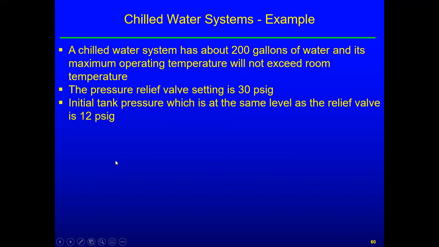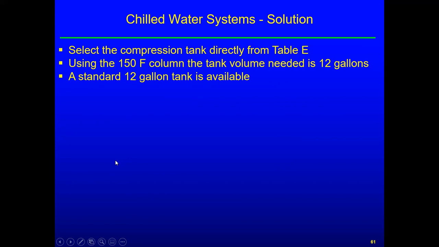Here's another little example: 200 gallons, standard pressures, 18 psig increase. If you go to table E and use the 150 column, you get 12 gallons. And that's a standard size, so that's what you put in.